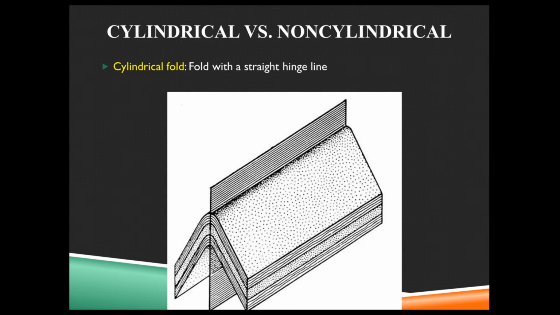You'd have 3 towels, so you'd have 3 layers, and they would all have a straight hinge line, a straight fold along that bar, along that cylinder that they were draped over. So that's a cylindrical fold.